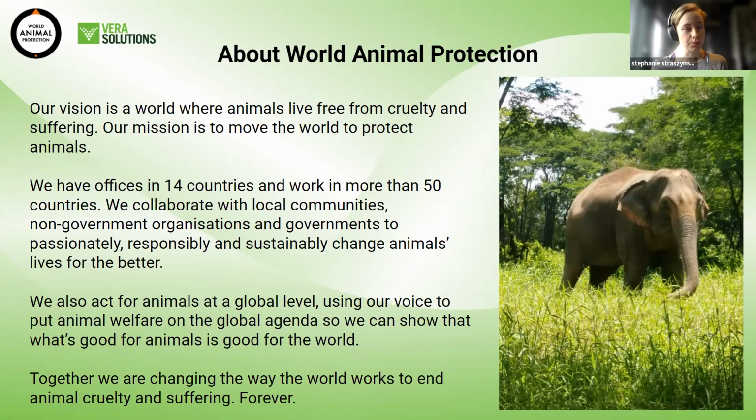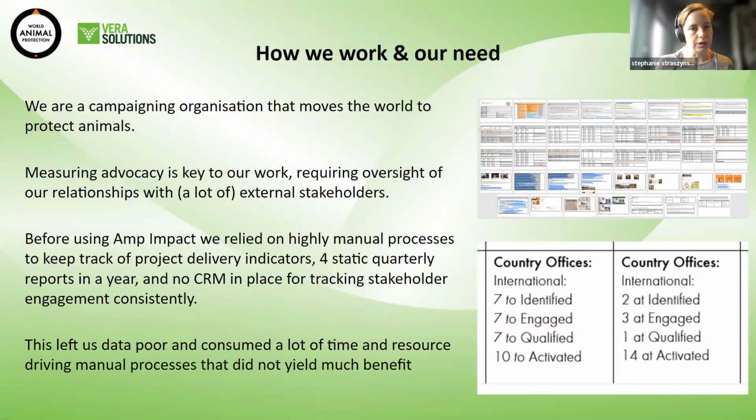We've got a systems change approach now, so we're really trying to influence things at a very large scale. We're acting at a global level, trying to use our voice to put welfare on the global agenda and change the way that the world works to end animal cruelty and suffering. So we are a campaigning organization, and as I said, we are moving the world to protect animals. Measuring that advocacy is really key to our work, and that requires oversight of our relationships, and that's quite a lot of relationships with external stakeholders.